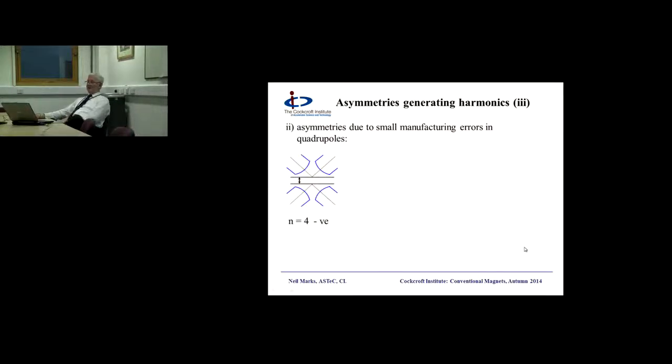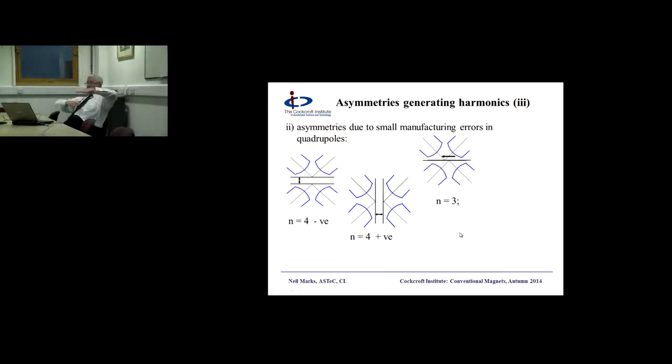Quadrupole asymmetries begin to get a bit more complicated. Here, the top and bottom poles have been moved apart a bit. Again, we're talking about very small numbers, perhaps 50 microns. That's going to introduce an n equals 4, a negative n equals 4. It's going to introduce an octupole field. And if it's in the horizontal plane, the octupole field will be there, but it'll be positive, whereas in this case, the octupole field will be negative.